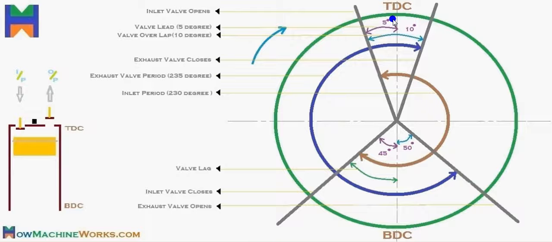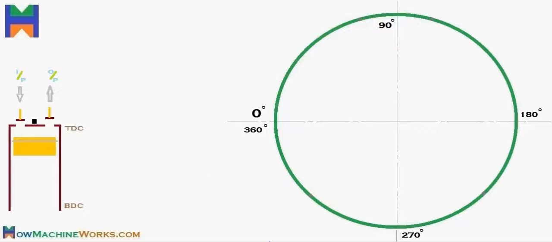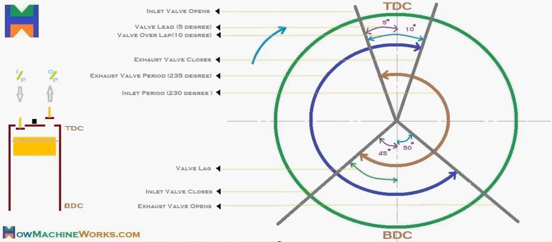But practically when an engine works, the valves don't operate like this because of inertia and momentum. The valves open in a different condition. So let's see how it practically happens with the help of this valve timing diagram. As I told, we have 360 degrees of crankshaft rotation over here, and let's see how it's happening.